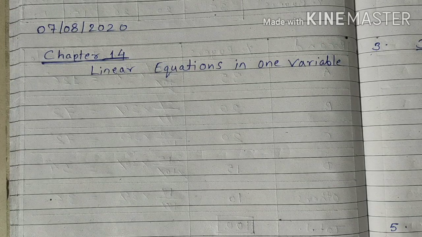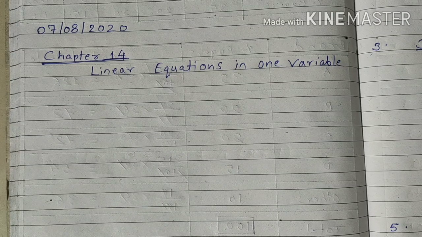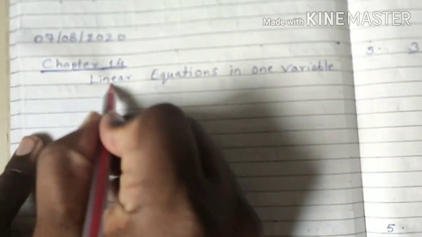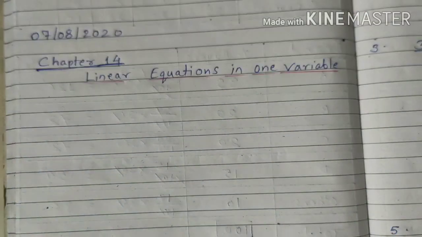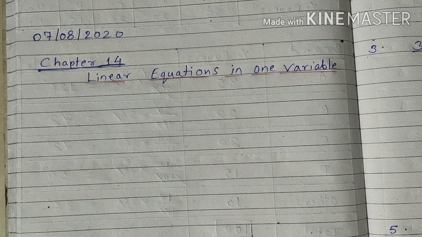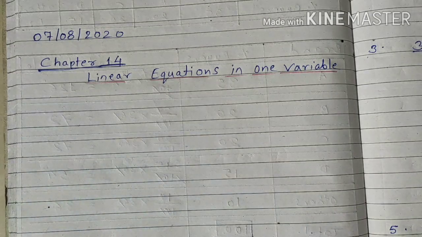Dear students, today we are starting with the new chapter, that is chapter number 14, linear equations in one variable. Linear equations in one variable. So students, first of all we will understand the meaning of equation. An equation is basically a mathematical statement with an equal to sign.